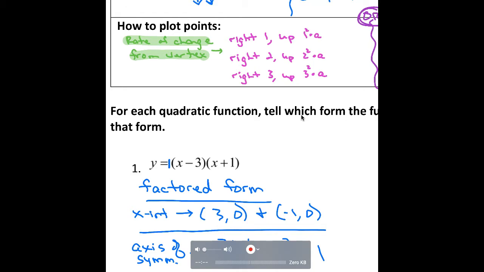Okay? And I think this one's a little bit easier to remember because you're just going 1 and then up 1 squared times whatever A is. Right 2 and then up 2 squared. Right 3 and then up 3 squared. Or that's the same thing as 1, 4, 9. That absolutely always will work. I, however, prefer the other technique because I think it's a little bit quicker.